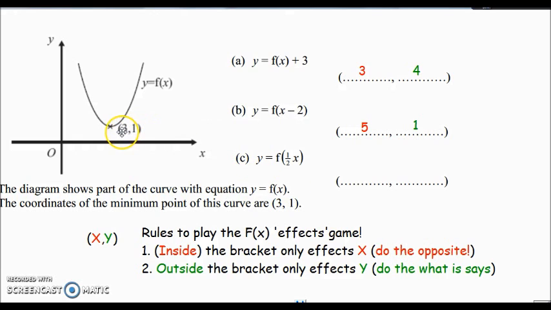So what's the x coordinate? 3. Dividing it by a half means how many halves go into 3? Well, I know 2 halves go into 1. So that means 4 halves go into 2. 6 halves are going to go into 3. So there we go. That's 6. And there was no instructions outside. So the y part is still 1.